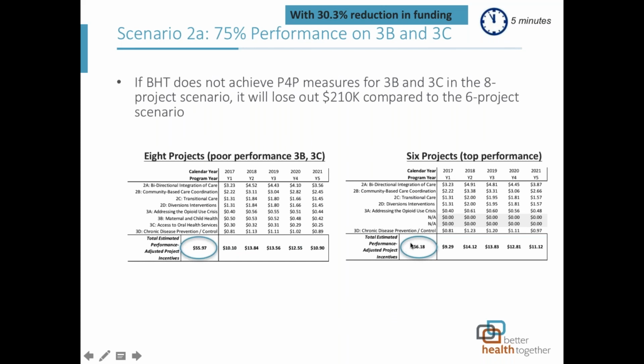Now, meanwhile, this is where it gets more interesting. I said that wrong. This is if we only perform poorly in oral health and maternal and child health. So let's take the risk. We decide we'll do all 8 projects, and maybe there's a chance that we're not really going to hit the mark on maternal and child health and oral health services. But you know what? We really just missed out on about $1 million because we had poor performance in those areas.